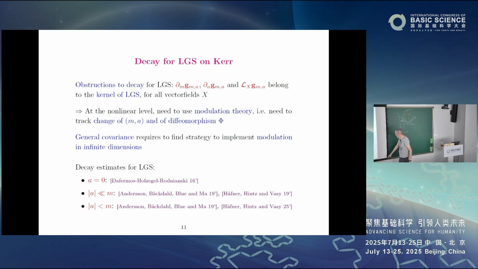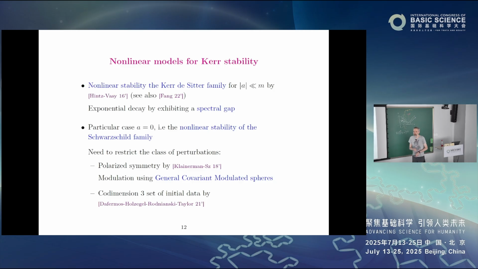And there is also a recent self-contained proof with the spectral method I mentioned by Hefner, Hintz, and Vasy. Okay, so maybe let me spend one slide on nonlinear models before moving to the result. And what I call nonlinear models here, I want to restrict the discussion to cases where you solve the Einstein equations, but in a simpler setting.